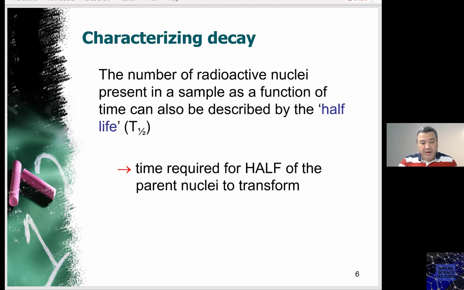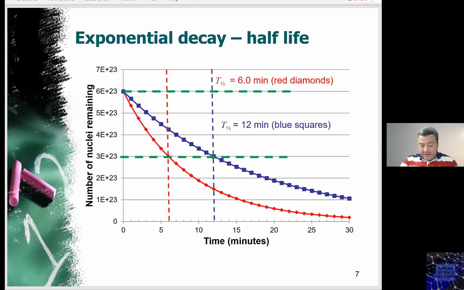We can also define another parameter that we call half-life. This half-life is the time it takes to transform half of the initial number of nuclei. So if the number of nuclei is 6 times 10 to the power 23, then the half-life is the time we measure when half of the nuclei number is transformed or decayed.